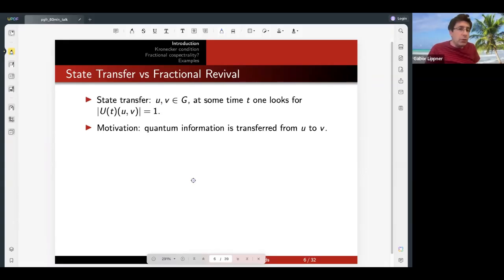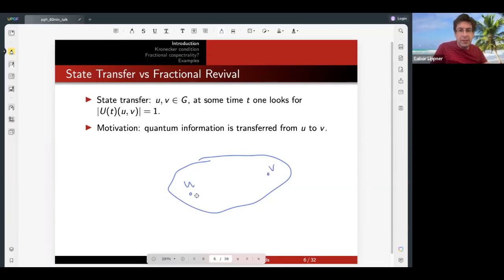Okay, so what is usually studied in this quantum walk, or maybe the most studied, there are other things too, is what is called state transfer. So you have your graph, you have two nodes, U and V, and you start your system with U being the only excited node, and then you let it evolve, and you're looking for a time at which V is the only excited node.